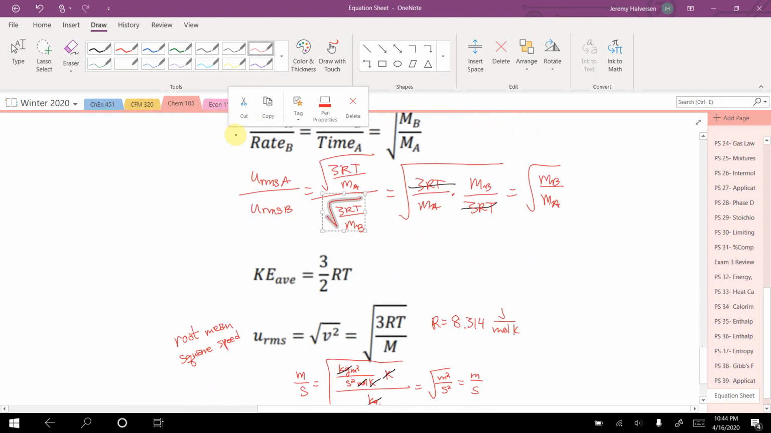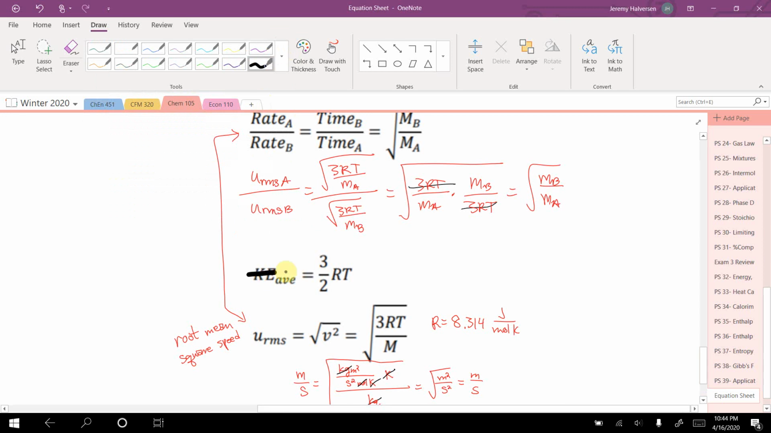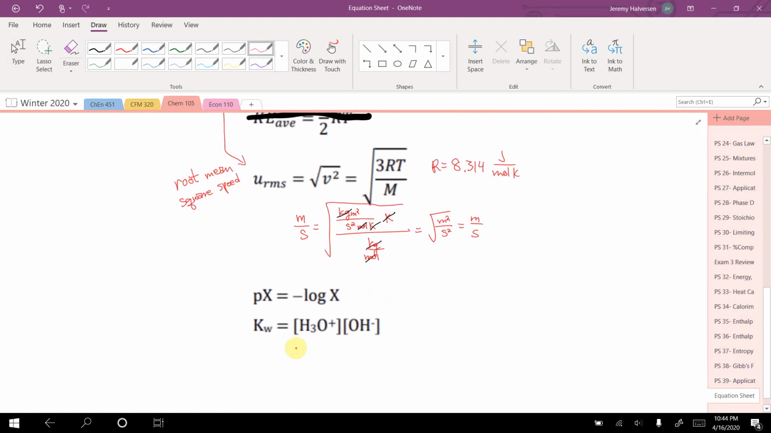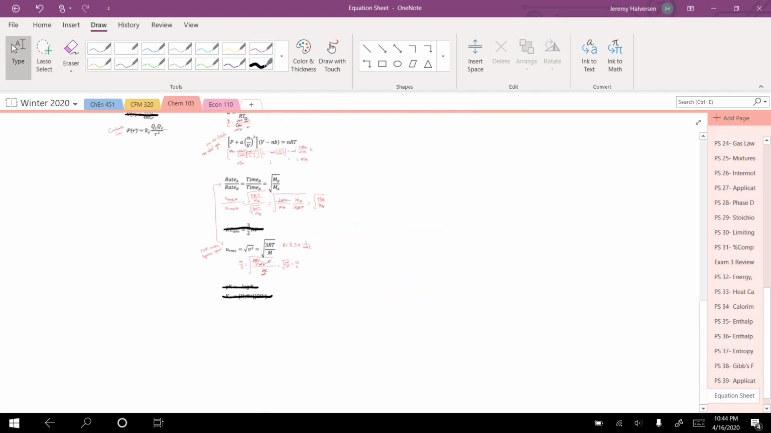Okay, so these two are very much interrelated. This is the average kinetic energy of a gas, and you likely never use that. Think of one situation where you could have, but you never needed to, and probably didn't talk about it much. And then these last two equations are for acids and bases, which we didn't talk about in this class, so those are gone.